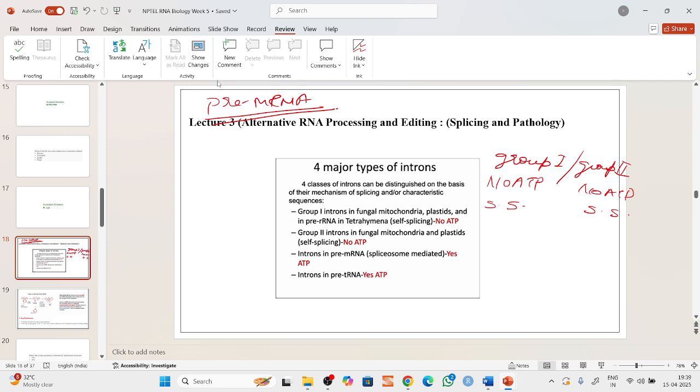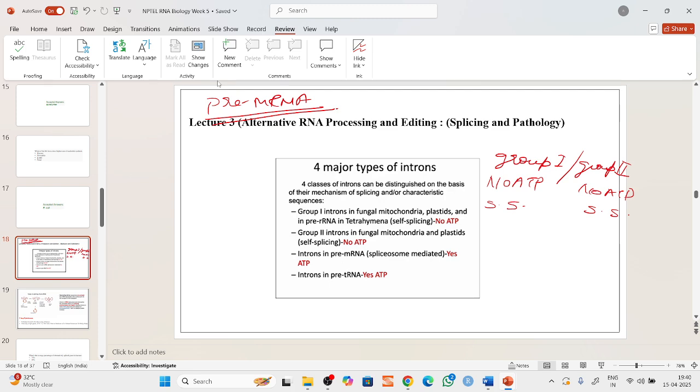First is group 1 introns and group 2 introns. Group 1 and group 2 introns are both self-splicing introns. They do not require any external spliceosome machinery or any other kind of enzymes. They can perform the function of splicing on their own. Self-splicing introns do not require any enzymatic machinery to perform the splicing function. And since these introns do not require any kind of splicing machinery, they also do not require ATP. So group 1 and group 2 introns should be clear to you.